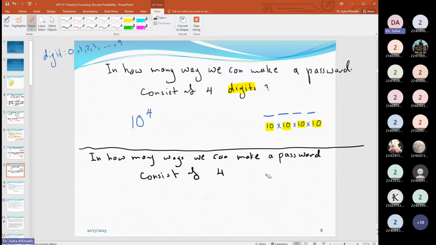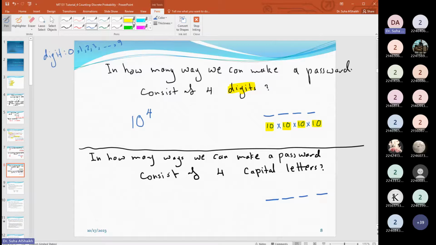I'm going to say capital letters. So again, I'm making a password here, and the password will have a length of 4. So I have 1, 2, 3, 4 places. In this password I will use capital letters.